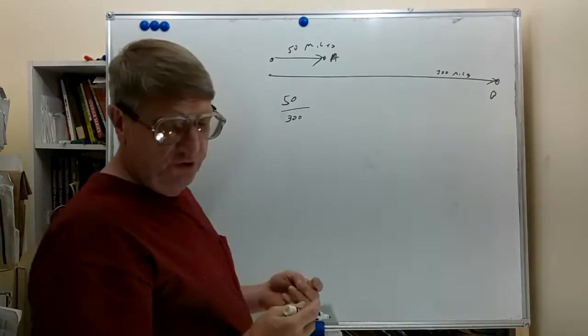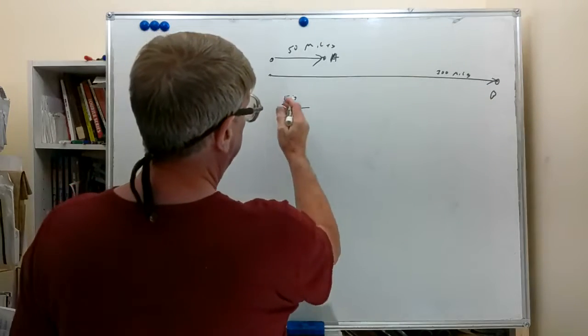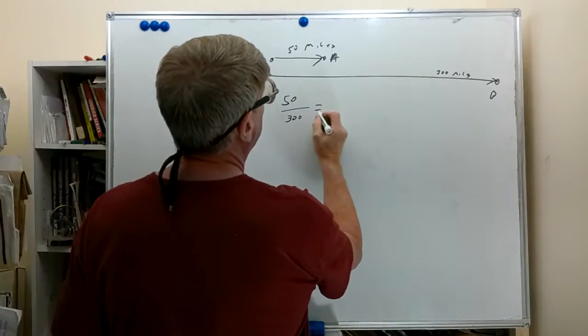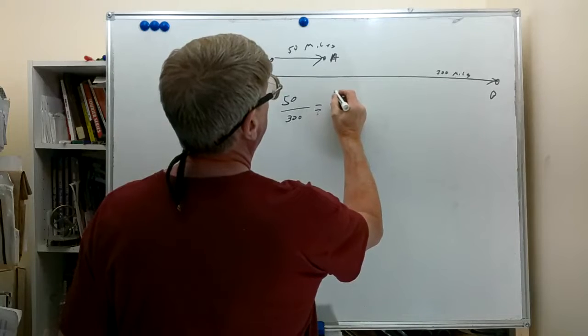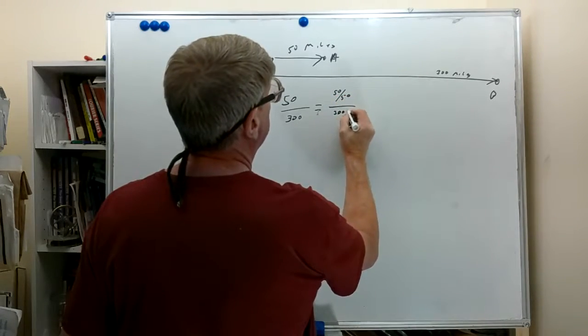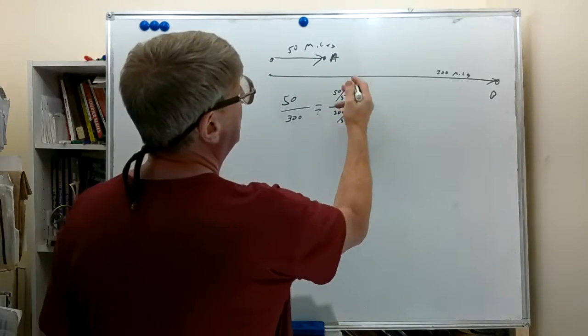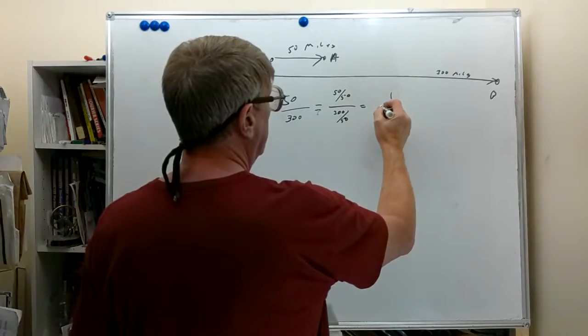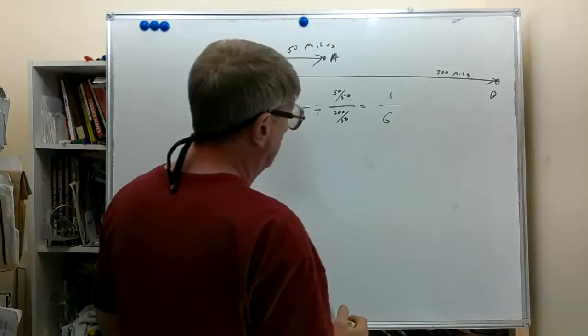Now you could reduce this fraction by dividing both of these numbers by 50. So this would be equal to 50 divided by 50 over 300 divided by 50. Now if we do these two divisions, we end up with 1 over 6.